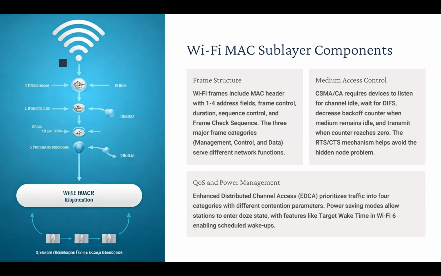The enhanced distributed channel access also classifies frames into 4 access categories: voice, video, best effort, and background. Each of them has a unique contention window and arbitration inter-frame space, which prioritizes critical traffic.